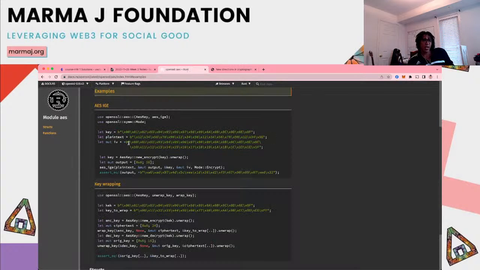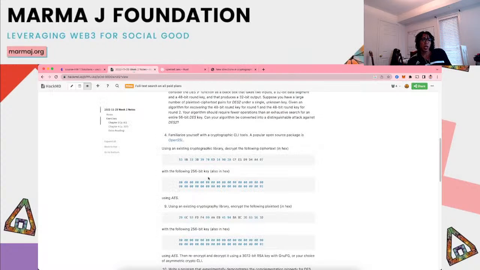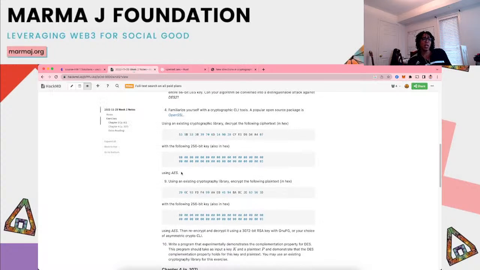The mutable IV, from my understanding, is like a randomized value. It doesn't have to be random, and it doesn't have to change. We're just doing testing here, not a real system. So the IV can just stay the same and be some random input. And oh yeah, that's it. You're just decrypting that using AES.